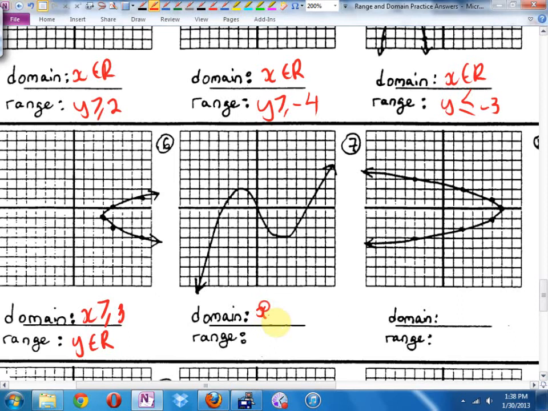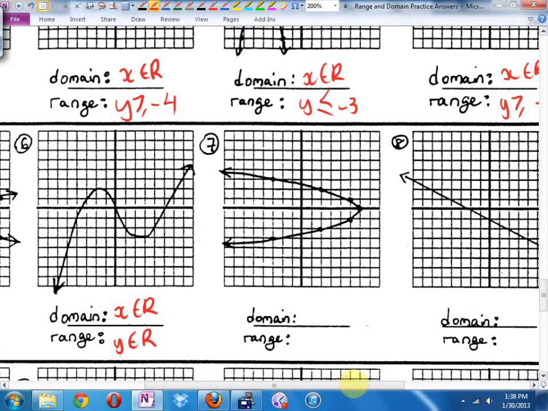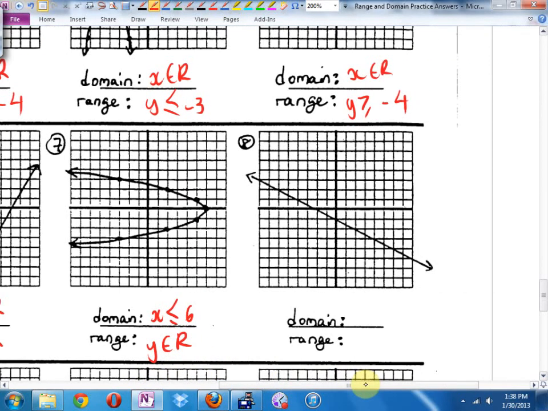Domain, all reals. Range, all reals. Domain, everything to the left or touching 6. Range, all reals. Domain. Range. What kind of a graph is number 8?